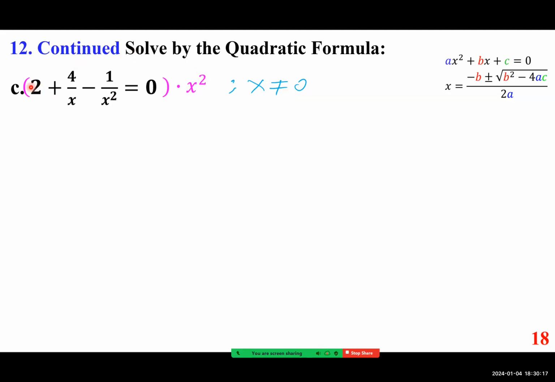The product of these two is 2x squared. The product of these two is minus 4x. And the product of these two is negative 1. And the right side makes it 0. A is 2. B is 4. C is negative 1.